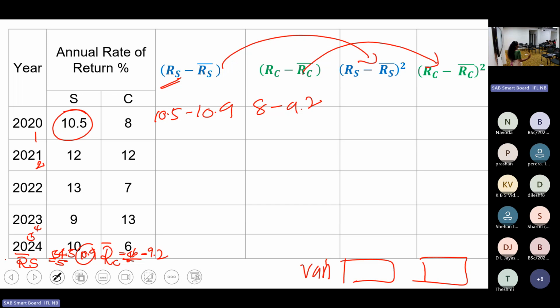Is it clear? Yes. These are the very basic things, and very easy.